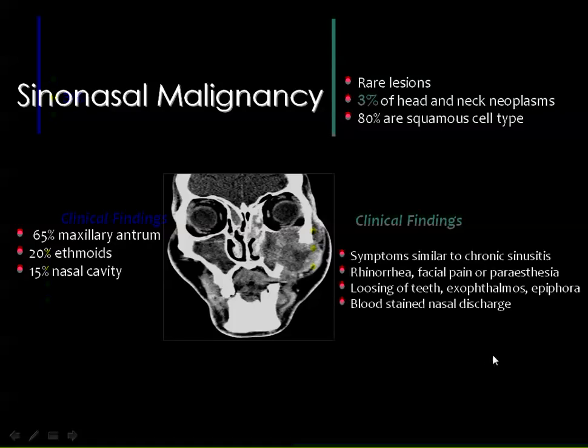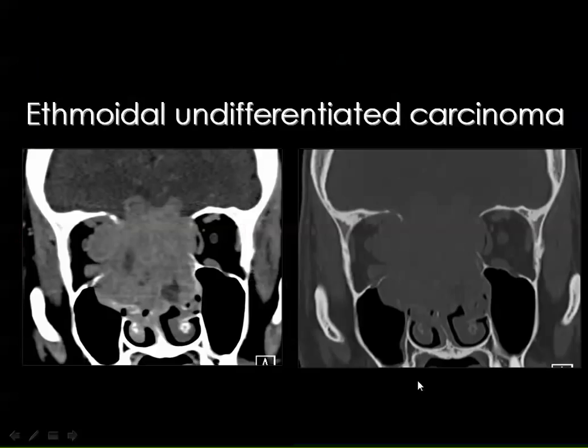The clinical manifestations of sinonasal malignancies are usually similar to chronic sinusitis, but some additional features include rhinorrhea, facial pain, paresthesia, loosening of the teeth, exophthalmos, epiphora, and blood-stained nasal discharge. This is an ethmoidal carcinoma. There is a very big tumor mass centered on the region of the ethmoid.